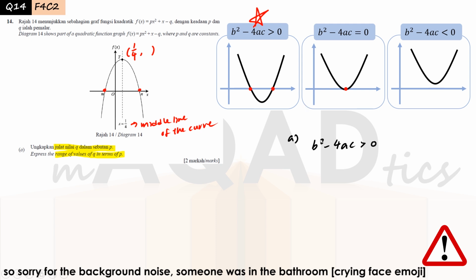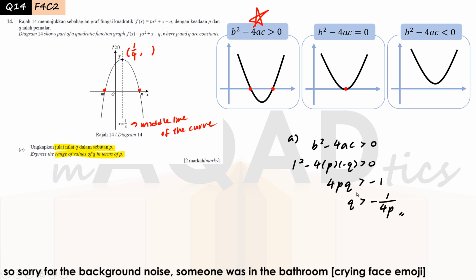Alright, and then we are going to form the inequality relating q and p. The value of b here will be the coefficient of x, which is 1, the value of a is the coefficient of x squared, which is p, and the value of c would be the value given here which doesn't have x, so it's negative q. And now we are going to move everything which is not q to the right side, because here we want q in terms of p. Once I move everything, this will be our answer.